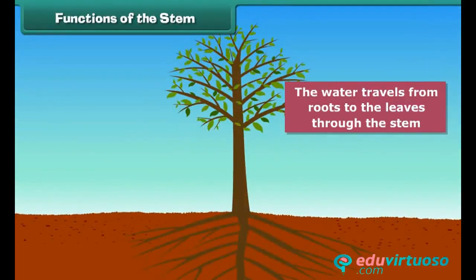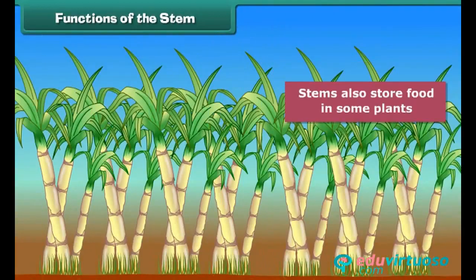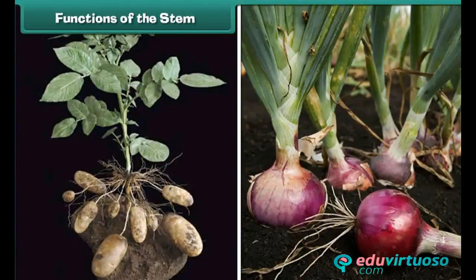It also carries food made by leaves to all parts of the body. Sometimes the food made by the leaves is stored in the stem, as in sugarcane. The other examples are potato and onion. We eat these stems and get nutrition.